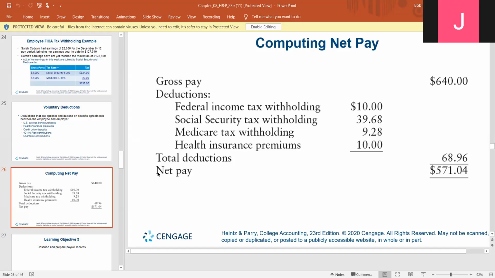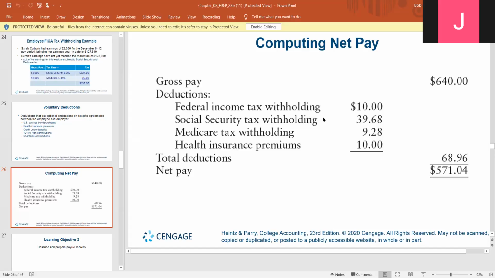Computing net pay. Gross pay minus total deductions equals net pay. I bet you're saying to yourselves right now, hey, buddy, I knew that. What I want to bring to your attention, though, is this is the journal entry. The payroll journal entry is just 3 lines. Gross pay, let's call it what it is accounting-wise, is salaries and wages expense. Gross pay means a debit to salaries and wages expense. Net pay is a credit to cash.